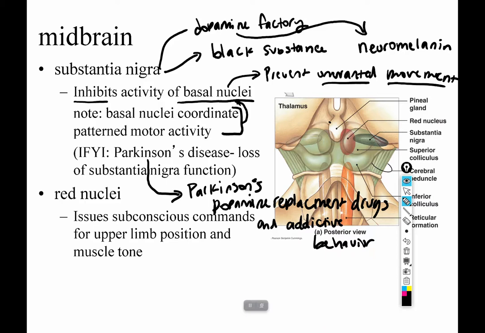Okay, and then the red nuclei issue subconscious commands for upper limb position and muscle tone. So tone, again, is a resting state of partial contraction that basically just assists your motor control of your upper limb. So the reason that the upper limb position and muscle tone get their own sort of nucleus is because the way that we interact with the world, because we're using our legs to walk, is mostly by using our upper limbs and maintaining appropriate muscle tone to use our brachium, upper arm, our antebrachium, our forearm, and most importantly, our wrists, hands, and fingers.